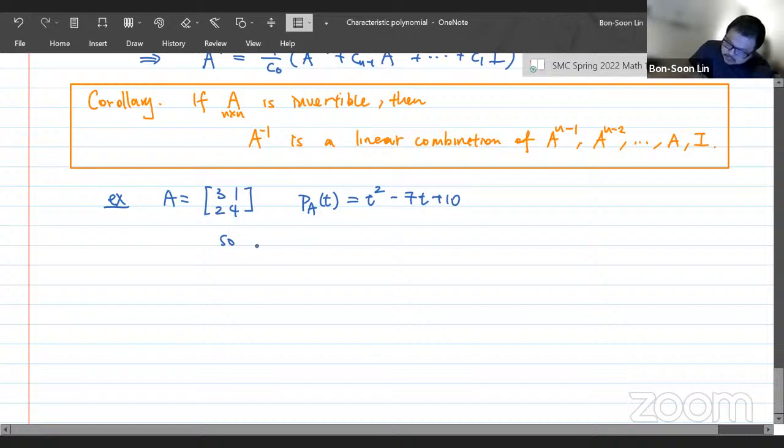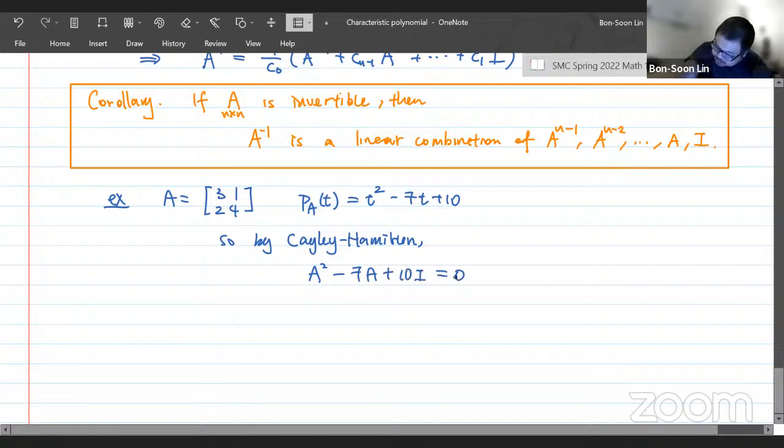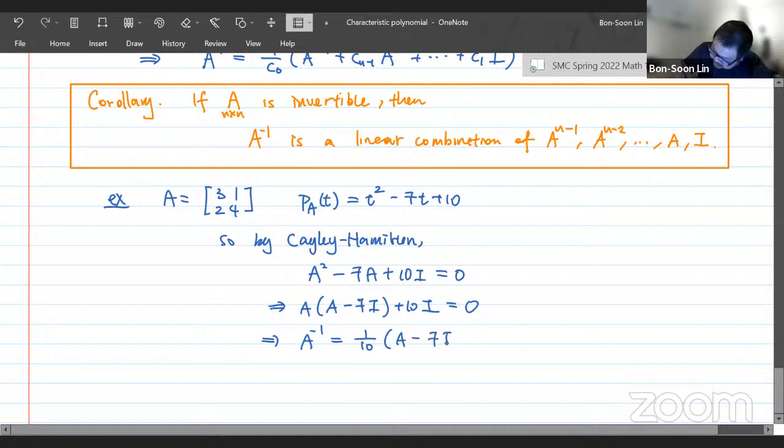Okay. So by Cayley-Hamilton, we have A squared minus 7A plus 10I is equal to the 0 matrix. If I factor an A out, I get A times (A minus 7I) plus 10I, that is equal to 0, which means that the inverse is equal to 1/10 of A minus 7I. Oh, sorry, minus 1/10, because if I move this 10 over, it's minus 10, right?